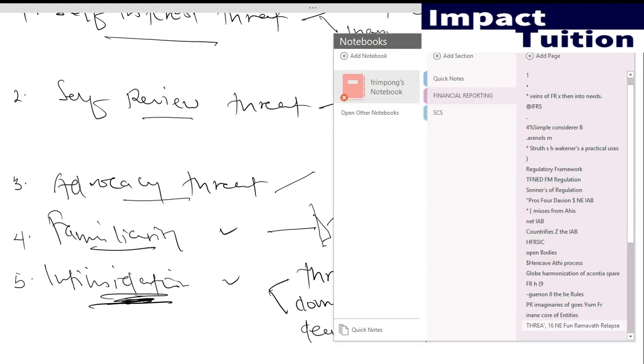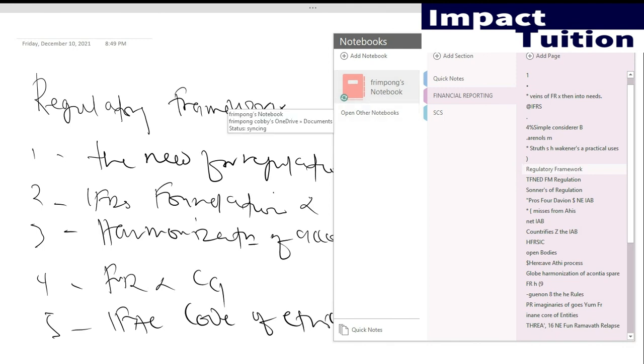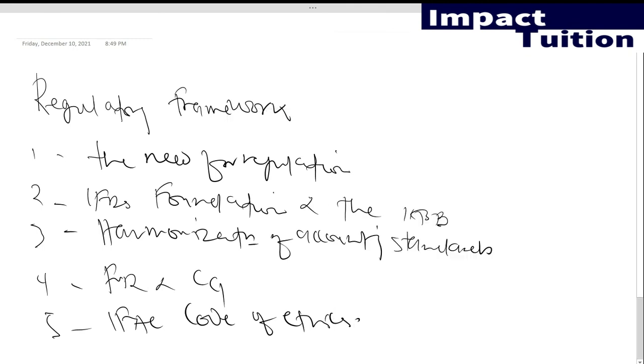Right, so this brings us to the end of our discussion on the regulatory framework. We've looked at the need for regulation, the IFRS Foundation and the IASB, together with other bodies in the IFRS Foundation. We've discussed the harmonization of accounting standards. We've looked at financial reporting and corporate governance, and we ended with the IFAC Code of Ethics.